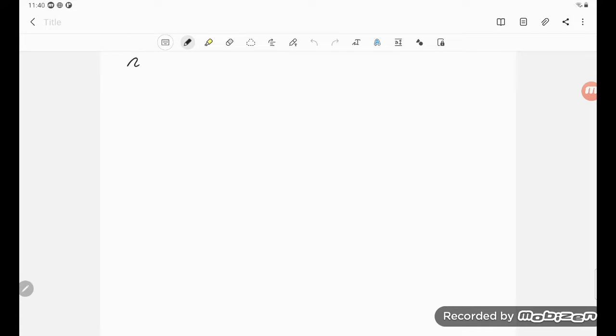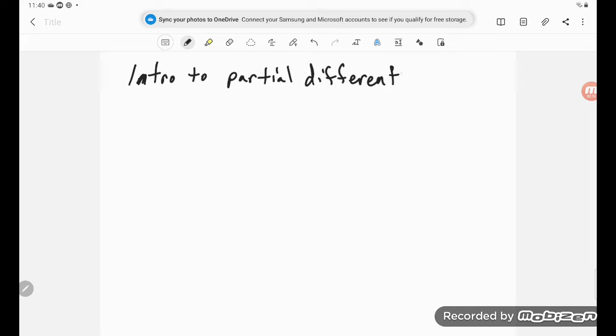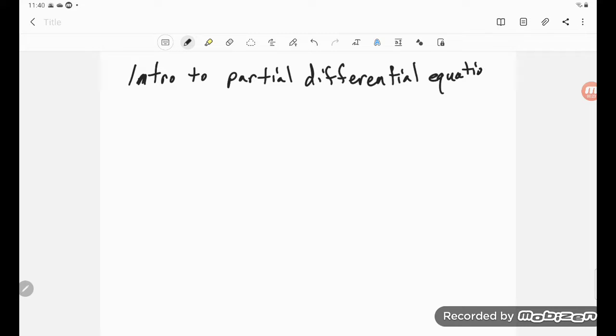Let's get things started here with just an intro to partial differential equations. Okay, and we will just call those PDEs.